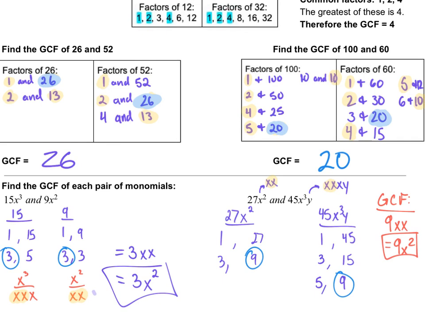All right, so the number part, you're trying to find the common factors. The variable part, you're trying to figure out how many of those variables do they have in common, and that's how many we can pull out. All right, so x cubed has at least 2 x's in it, so we can take 2 out, and that would leave us with 1.